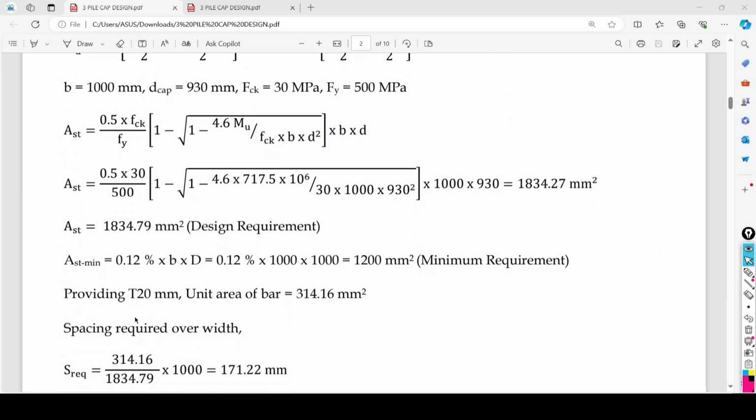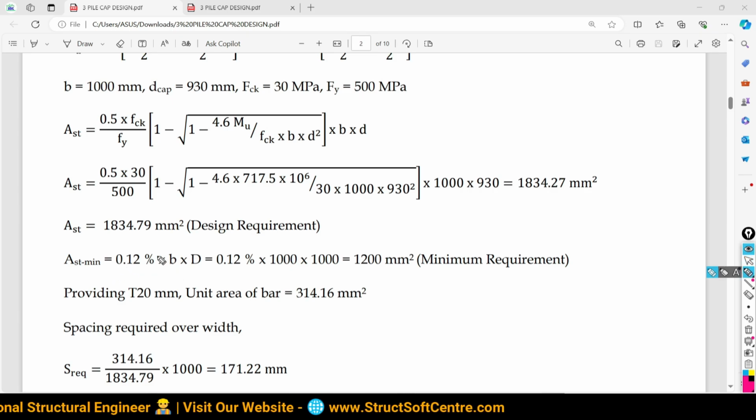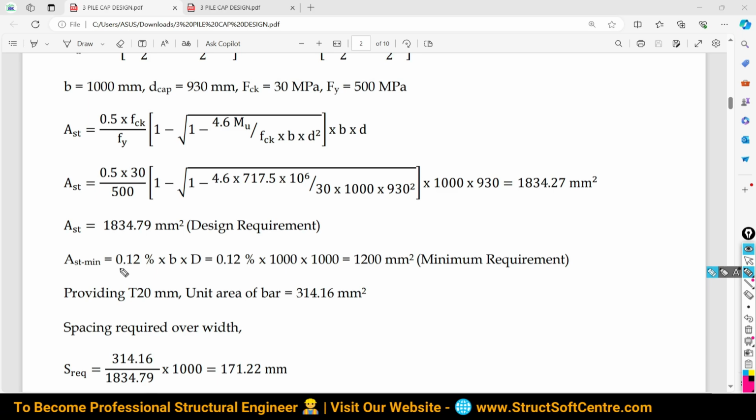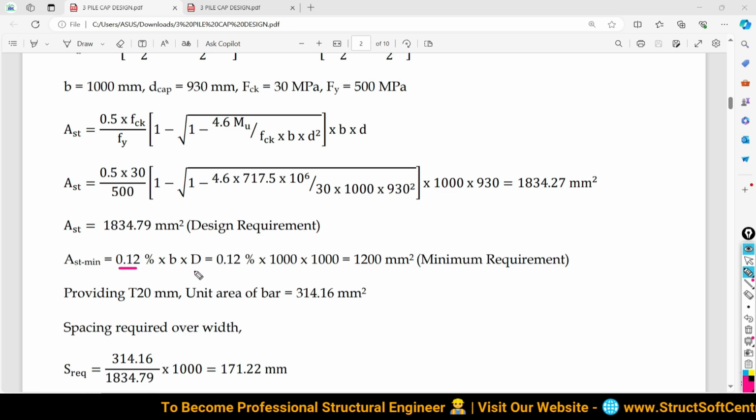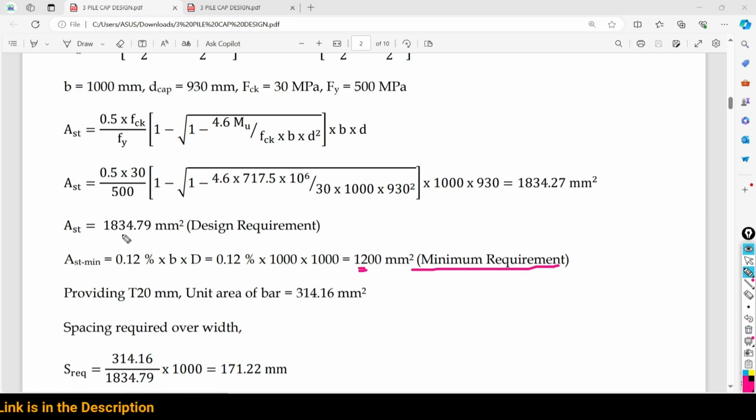Thereafter, we have to check whether it is less than or more than the minimum requirement. So the IS code has suggested that we should consider the minimum percentage of reinforcement at any section for the bottom face as 0.12% of B into D, where B per meter, that's why we are considering 1000, and the overall depth of the pile cap is given as 1000. So after doing this calculation, we are getting the minimum requirement as 1200 mm square.